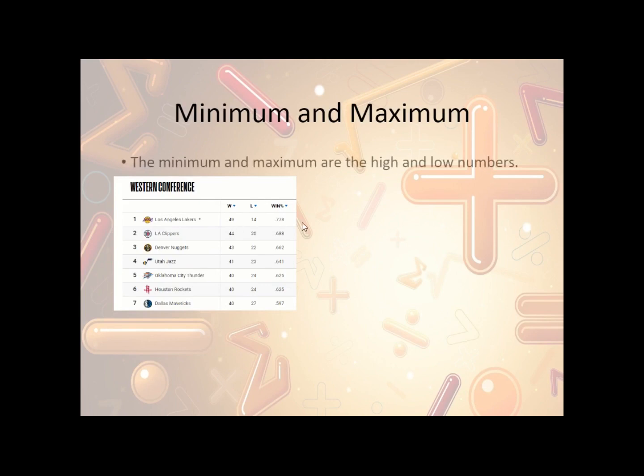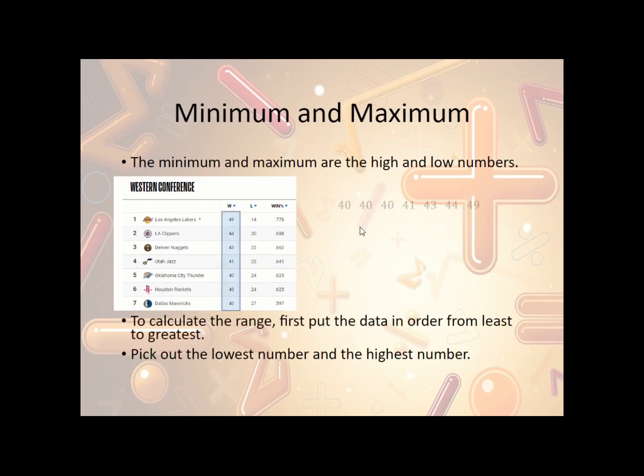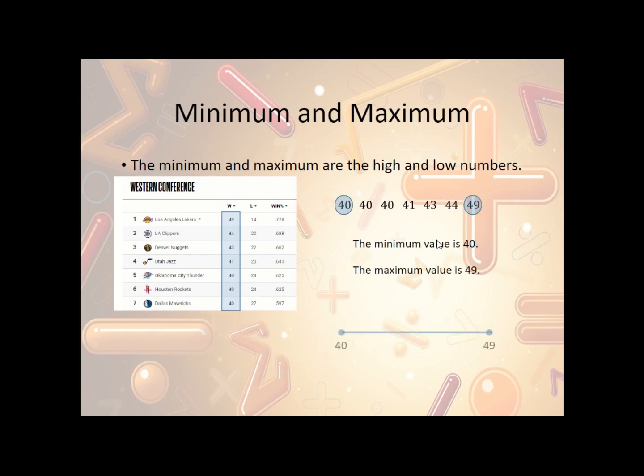Let's look at this set of data, and we need to find the minimum and maximum. The minimum and maximum are the lowest number and highest number. If we arrange these from least to greatest, our lowest number is 40, and our highest number is 49. So the minimum is 40, and our maximum is 49. When we start our plot, it should look like this. It should have an endpoint at 40 and an endpoint at 49.